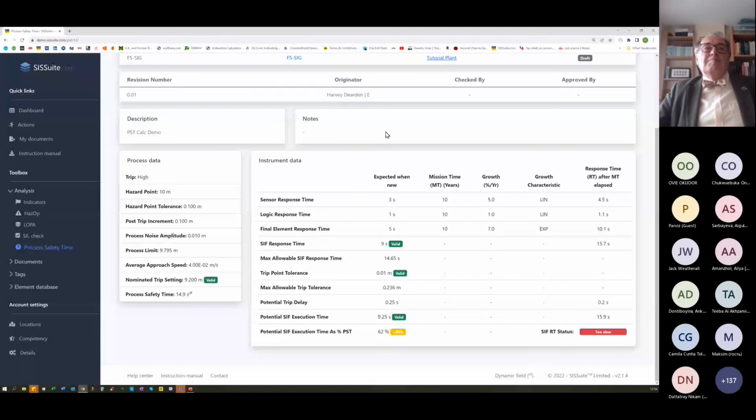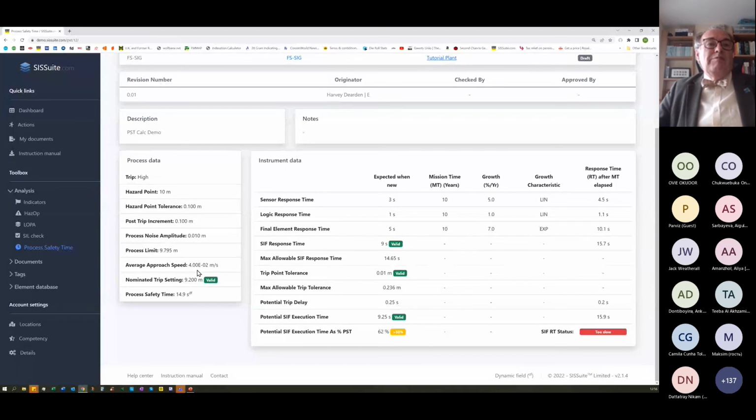Okay, so here's a notional level trip. You can see the corresponding process data here. It's a high trip. The hazard point is set at 10 meters. These numbers are all invented, by the way. This isn't a specific application. This is teed up just to be able to demonstrate some of the considerations to you. So hazard point 10 meters, a 0.1 tolerance declared for that, a 0.1 meter post-trip increment, 0.01 meter noise amplitude, and from those specifications, we calculate the process limit is 9.795 meters.